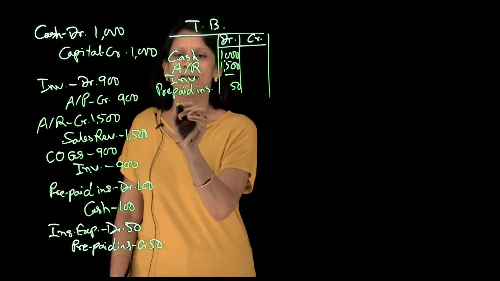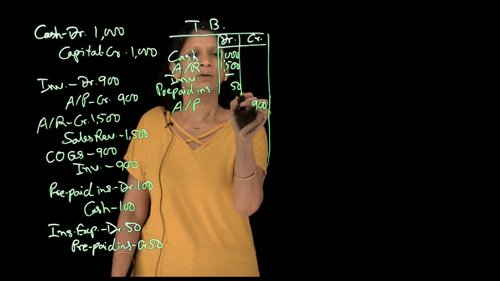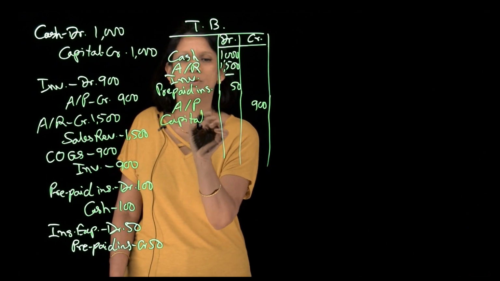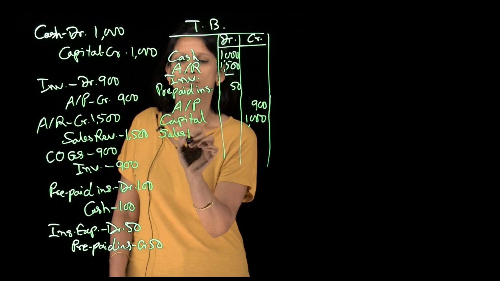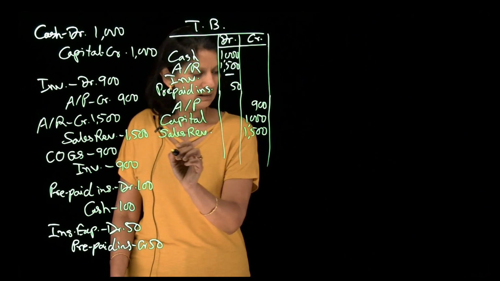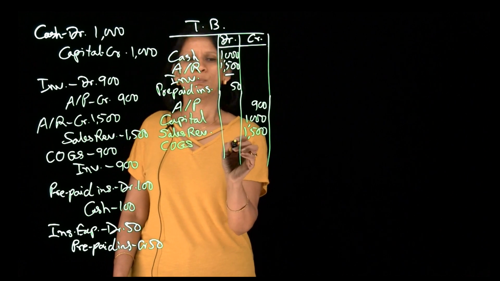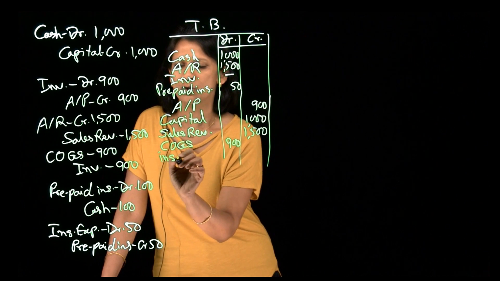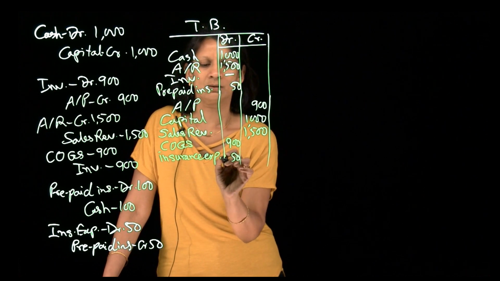Then similarly, I had accounts payable. I owe them $900 because I bought the inventory on credit, correct? Then after that, my capital account is $1,000. I brought in $1,000 into the business. Then I made a revenue by selling my inventory. That sales revenue was $1,500. And then my cost of goods sold, whatever I sold, I need to expense it out. So it is my debit of $900. And lastly, my insurance expense was $50 because 1 month got expired.